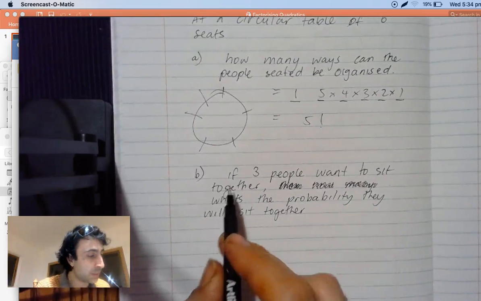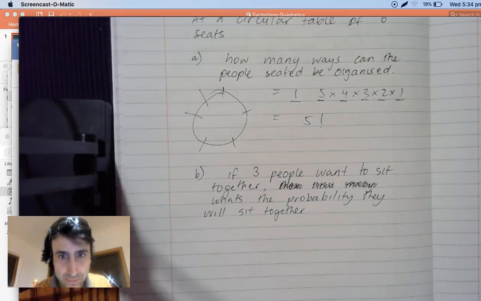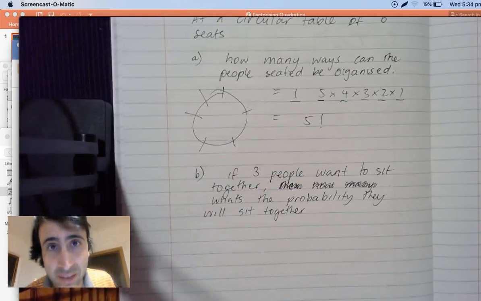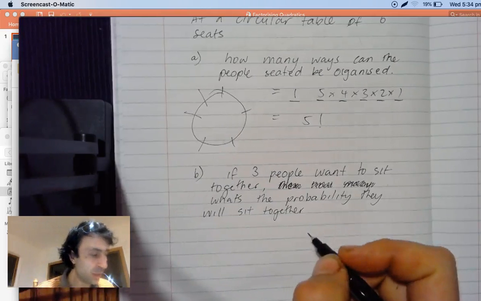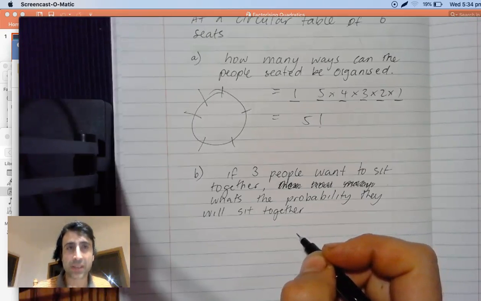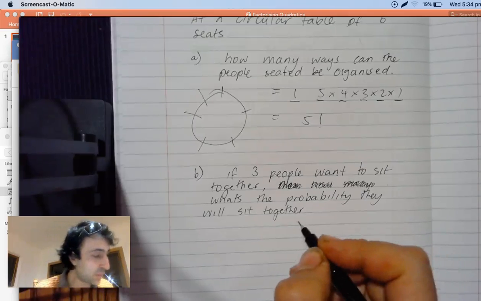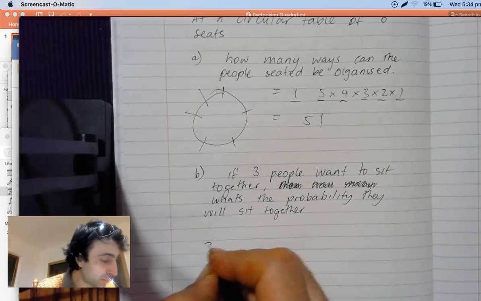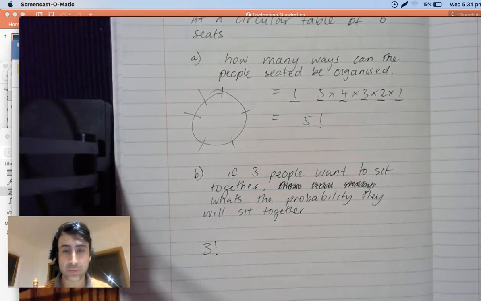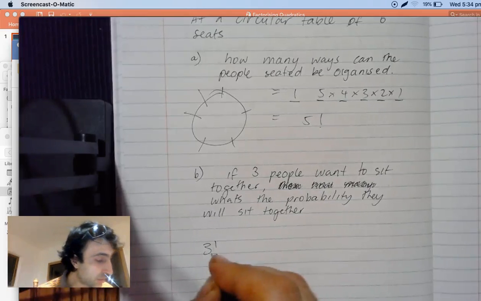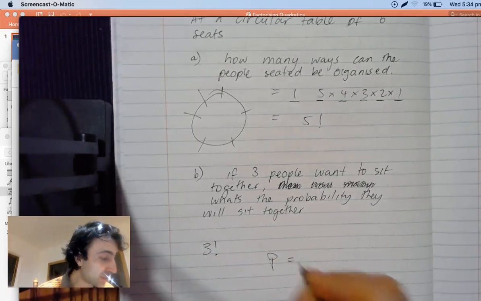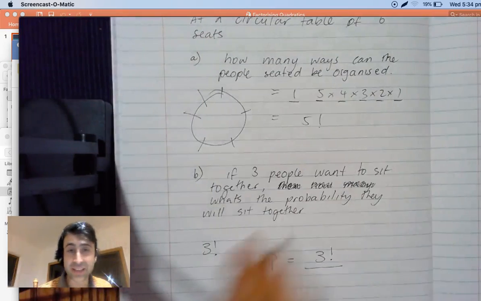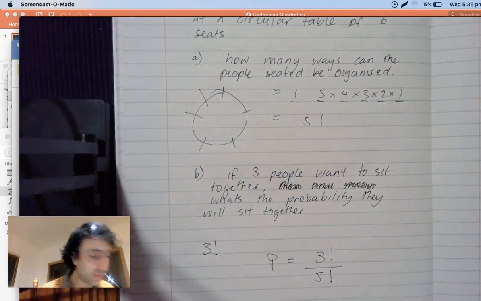And then again, this is much the same as the repeat, but a different concept. If 3 people want to sit together, what's the probability they will sit together at this table? I just added that last bit because I didn't write it down. And so then we need to say, well, how many different ways can these 3 people sit together? Because if these 3 people want to sit together, they can be organised in different ways, in 3 factorial ways. And so in this case, the probability is going to be 3 factorial over the total possibility of ways that anybody can be seated at the table, 5 factorial.